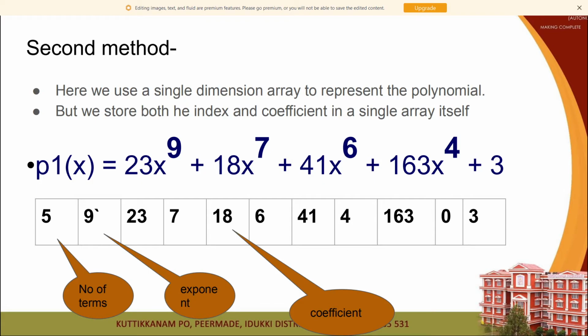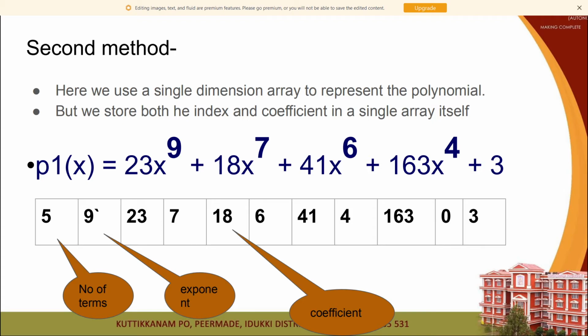The second method: here we use a single-dimension array to represent the polynomial, but we store both the exponent and coefficient in a single array itself. The example is b1 of x is equal to 23x^9 plus 18x^7 plus 41x^6 plus 163x^4 plus 3. We depict it in the array format.